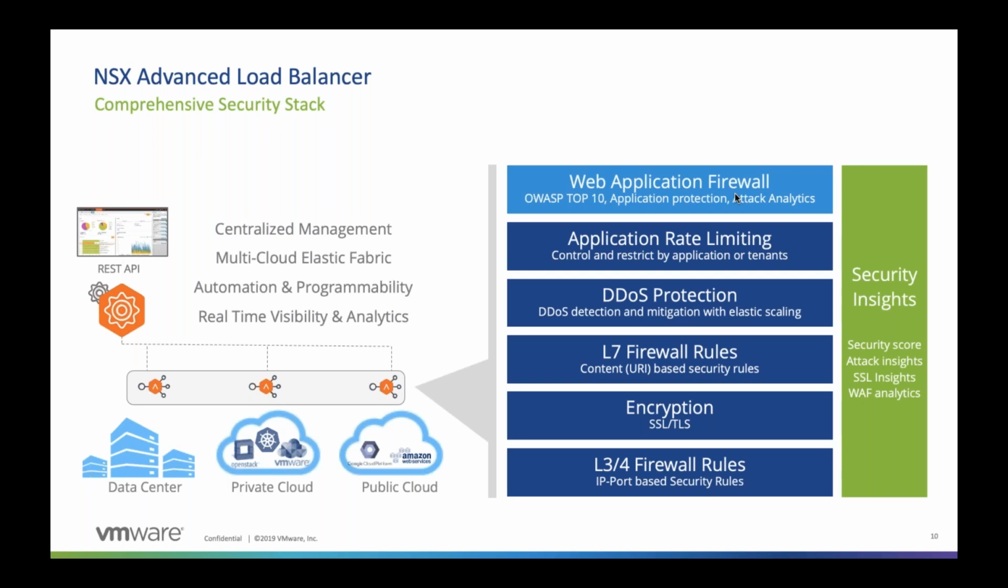Then the fabric has built-in DDoS protection. We can detect over 30 different types of DDoS attacks that can reach the AVI fabric, and mitigate them with scaling and also with blocking of these attacks. Then on top of that, we have application rate limiting, so you can control and restrict who can access the application on an IP basis or a client basis. And on top of all of that is the web application firewall, which we will look at a little more closely on the next slides.